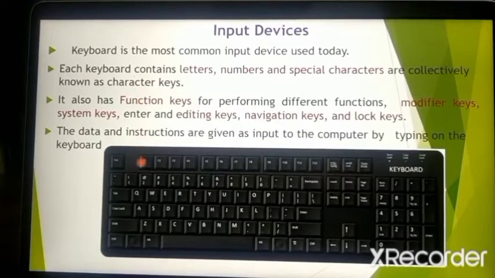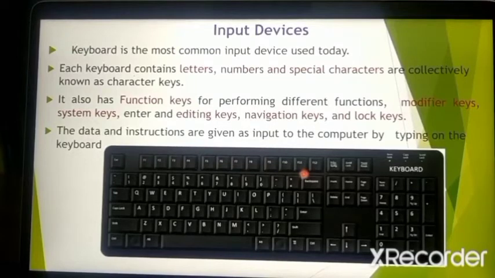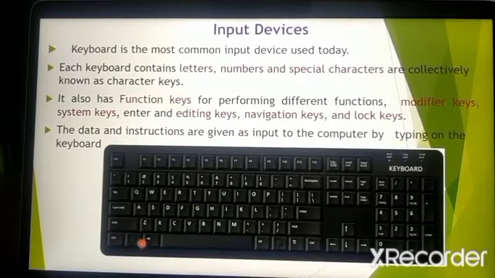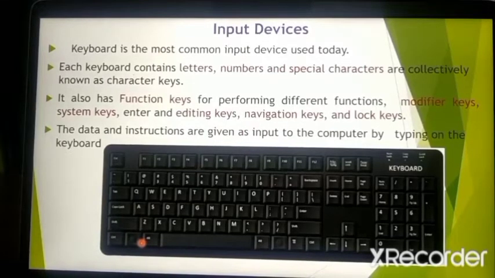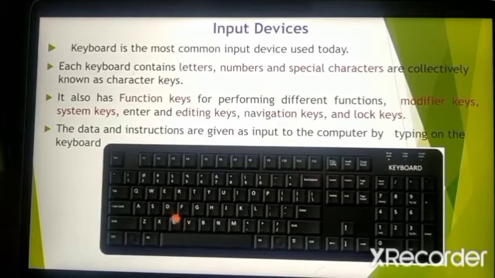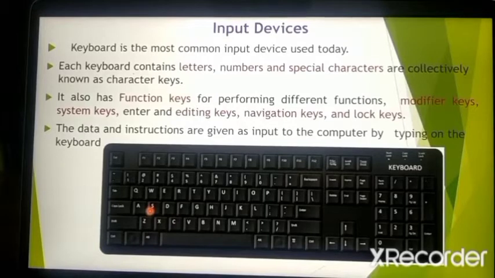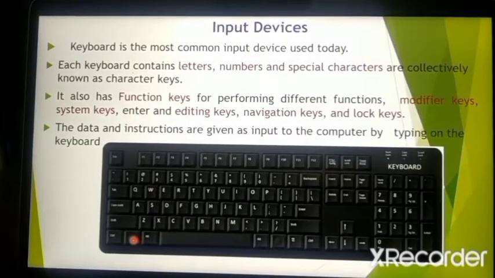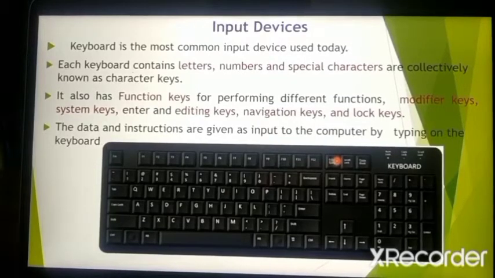Then we are having 12 function keys from F1 to F12 to do various functional operations. Next we are having modifier keys such as Shift, Control and Alt. These keys can work with some other keys only. For example, Control plus C means copy the content, then Control plus S means save the content, etc. Then we are having various system keys like Windows key, then print screen. Print screen is used to print the current screen.